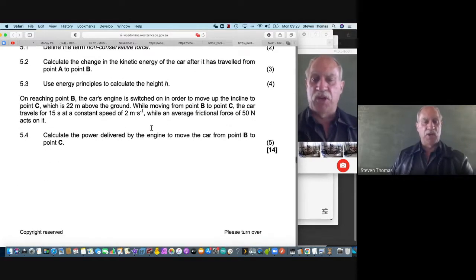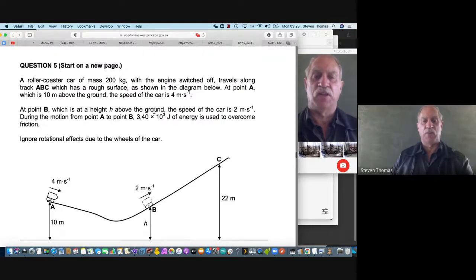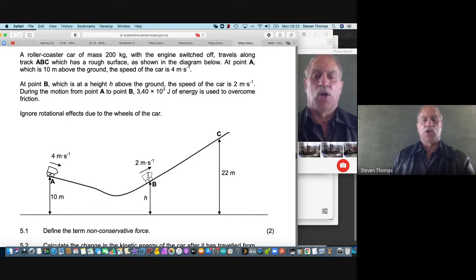From point B to point C, the car travels for 15 seconds at a constant speed of 2 meters per second with an average frictional force of 50. Calculate the power. So we're going to now again use one of those formulas, the Work-Energy Theorem formula, which is work net equals change of kinetic energy. Okay. Now, if it's traveling at a constant velocity, what's the change of kinetic energy?